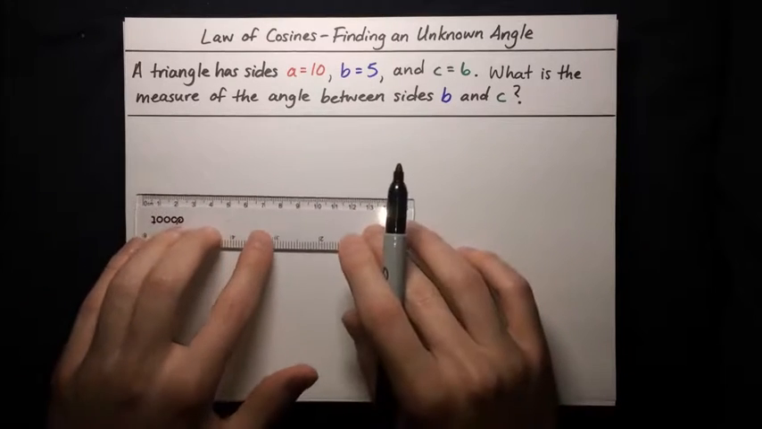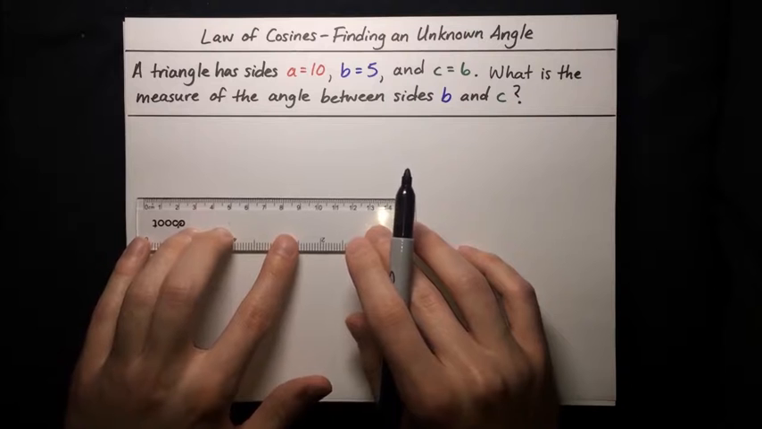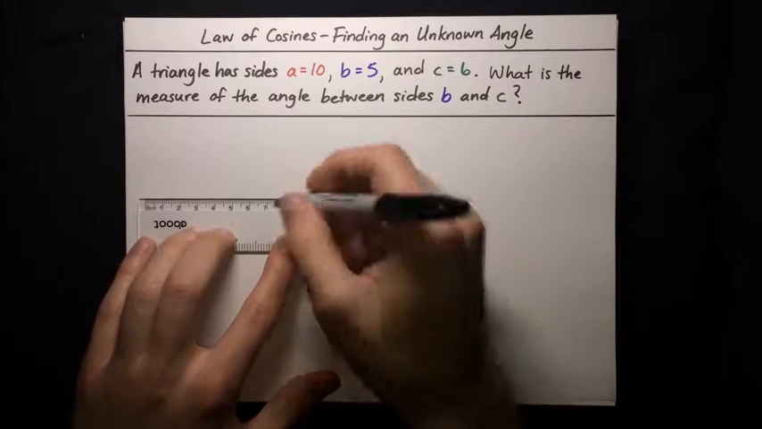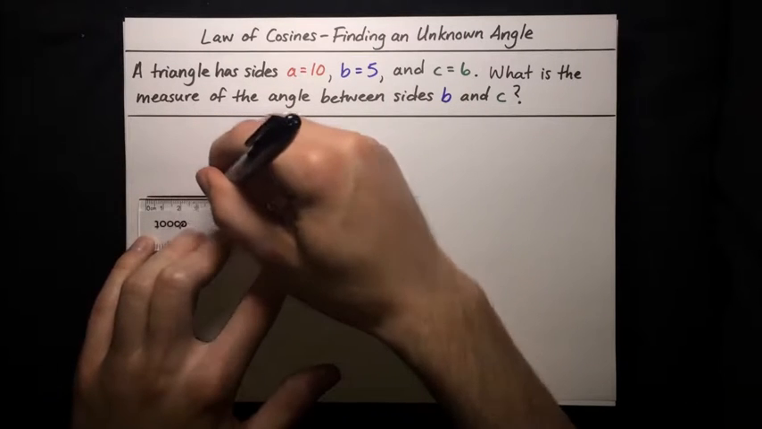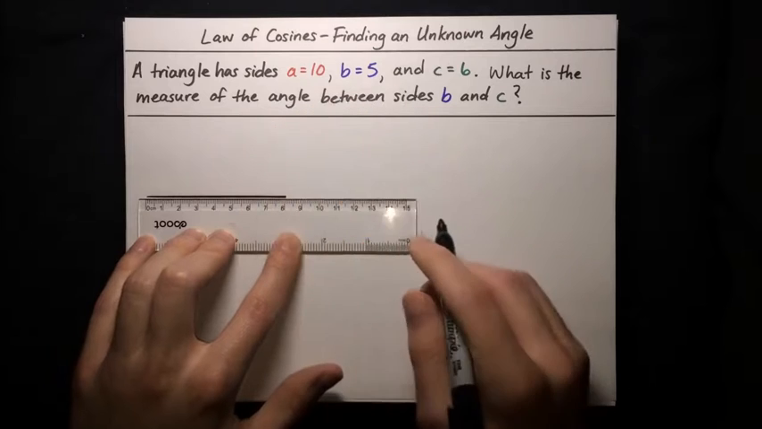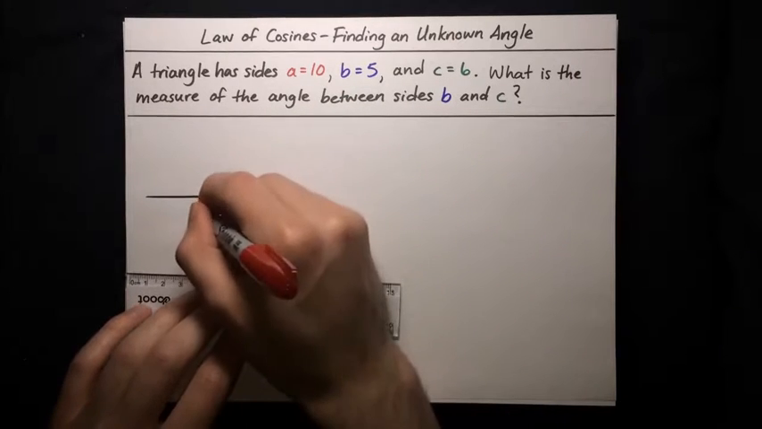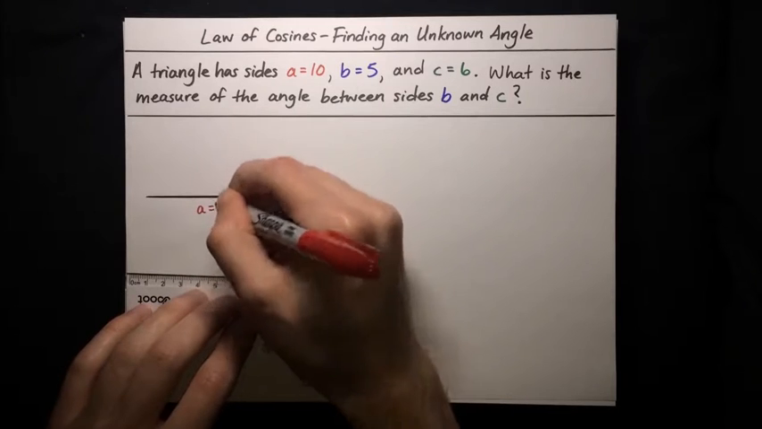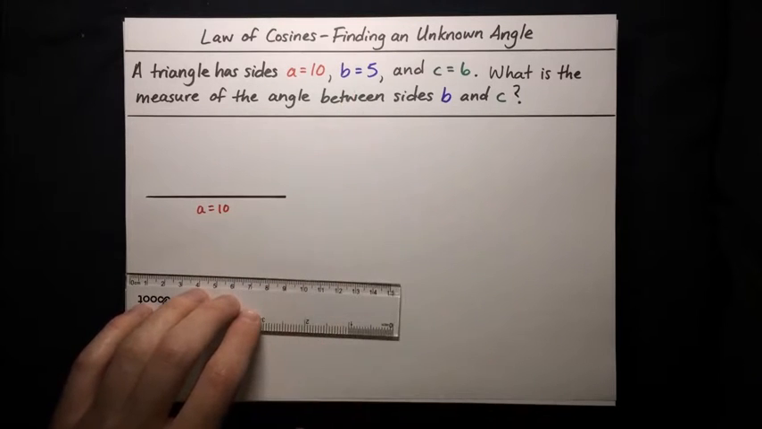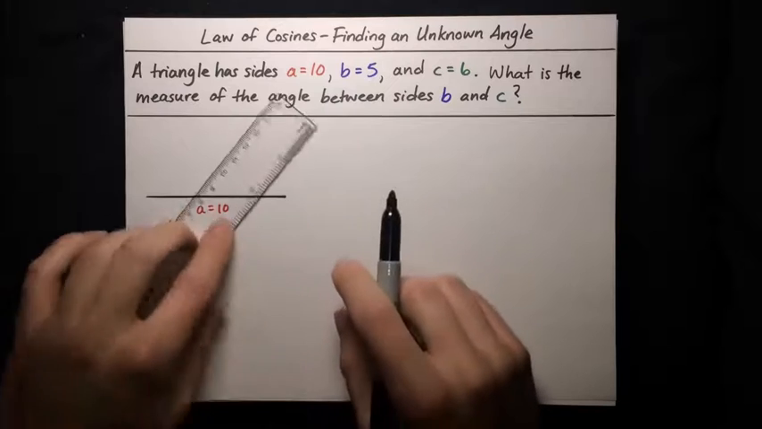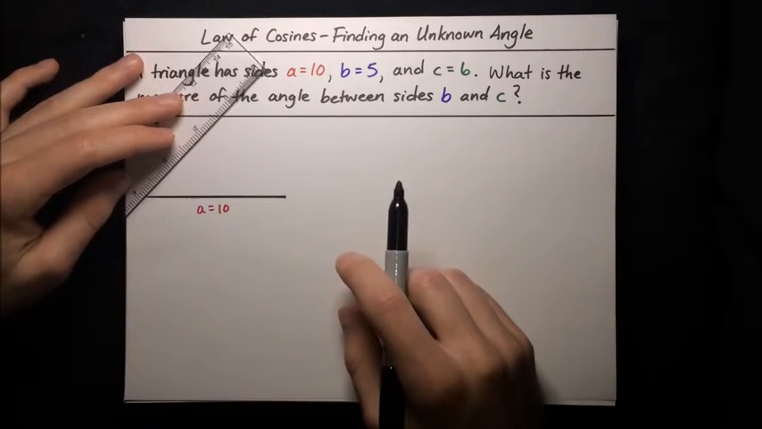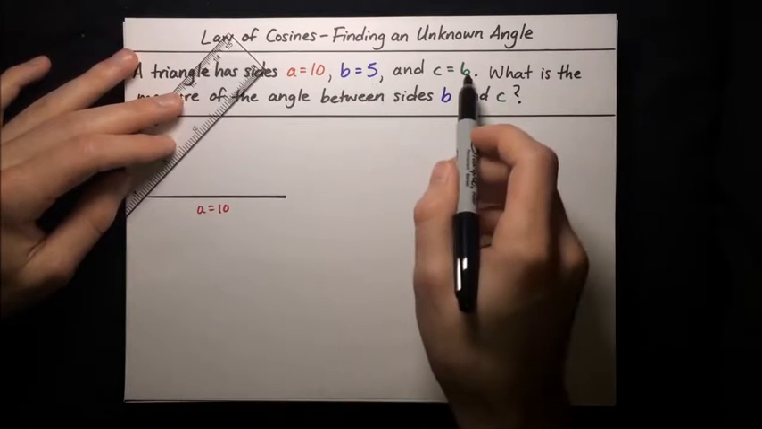So let's draw our triangle here. We'll let it have, how about base can be A. A will be 10. Let's label that: A equals 10. And then how about the next side will be B. So let's make B over here, and that will be 5. Then the other side will be 6.